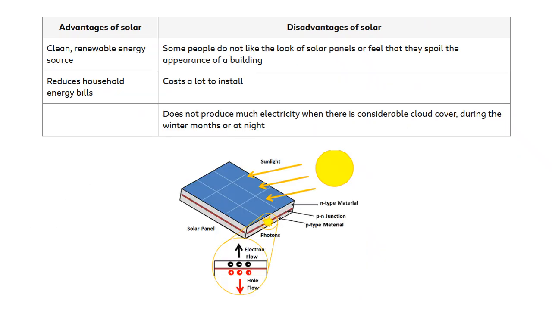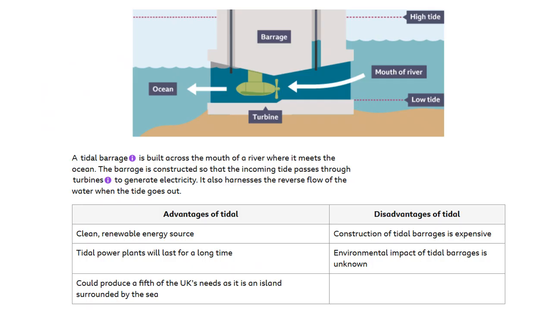This is solar power. Solar power, there are advantages and disadvantages. So the advantage is that it is a clean, renewable energy source. It reduces household energy bills. Disadvantage, some people do not like the look of solar panels or feel they spoil the appearance of a building. It costs a lot to install, and it does not produce much energy when there is considerable cloud cover during winter or at night.